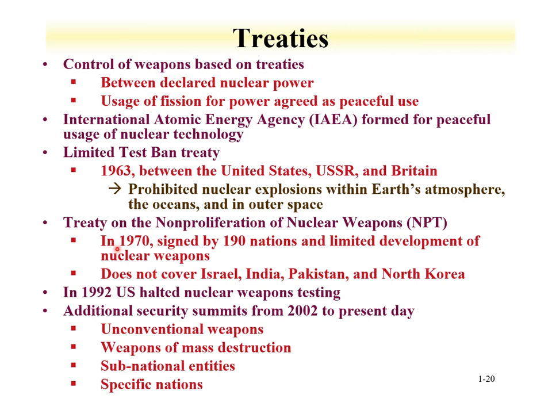In 1970, 190 nations signed the Treaty on the Nonproliferation of Nuclear Weapons. This limited development of nuclear weapons. Nations that did not sign this include Israel, India, and Pakistan. North Korea did sign it originally, but then later withdrew. In 1992, the United States halted testing of nuclear weapons at the Nevada test site. These were underground nuclear tests at the time. Additionally, security summits from 2002 to the present day evaluated and discussed unconventional weapons, weapons of mass destruction, subnational entities, terrorist organizations, and specific nations such as Iran and North Korea.